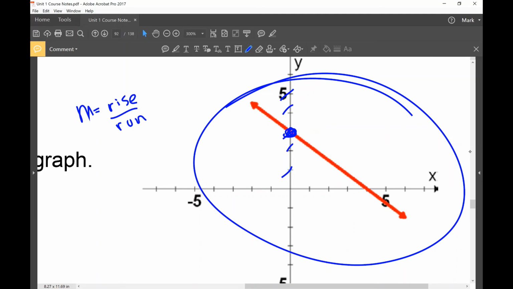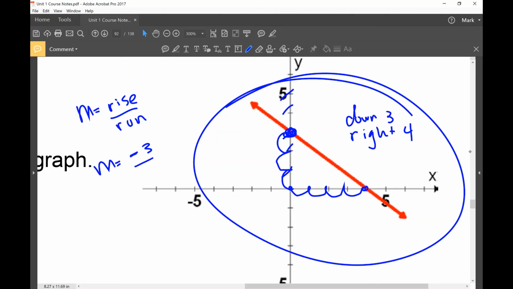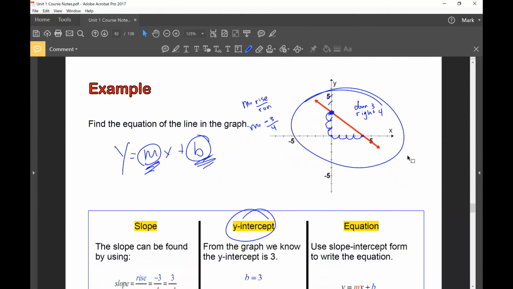Well, let's look at this. 1, 2, 3. So I go down 3. And I'm going to go 1, 2, 3, 4. I'm going to go right 4. That means my slope is going to be -3 over 4. And we have finished this question.